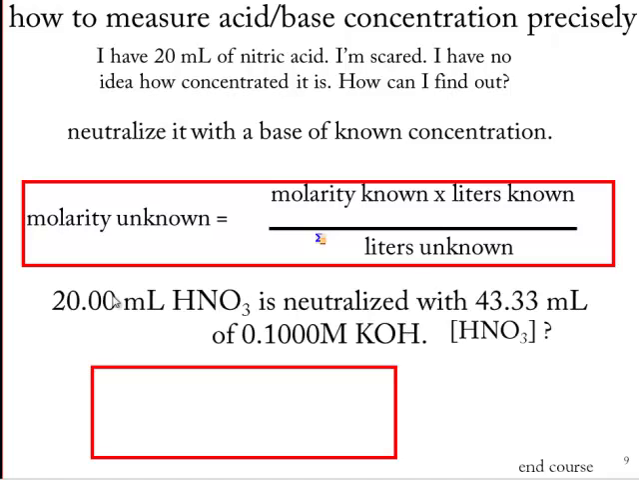So suppose you have 20 mL of nitric acid. You don't know how concentrated it is, but let's say it took 43.33 milliliters of a 0.1 molar potassium hydroxide solution. How concentrated is it? Probably close to 0.2 molar, I think, since it took twice as much of the 0.1 molar. But let's go ahead and punch it into that thing.